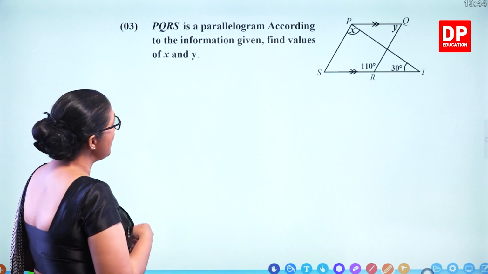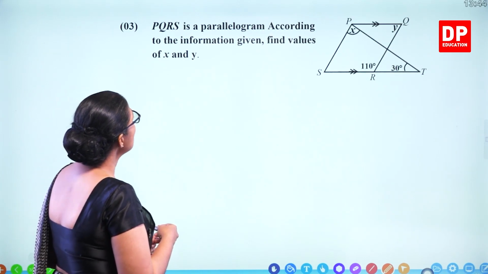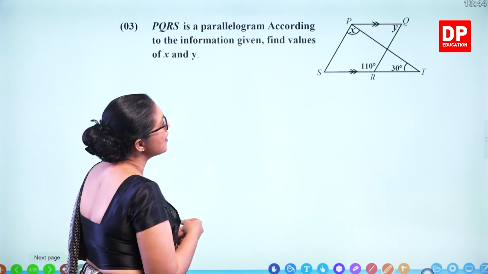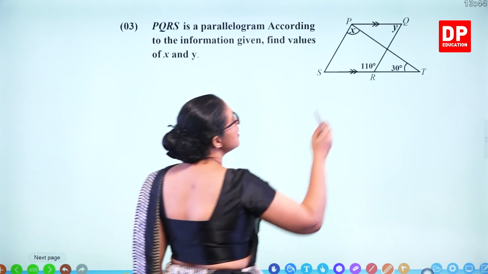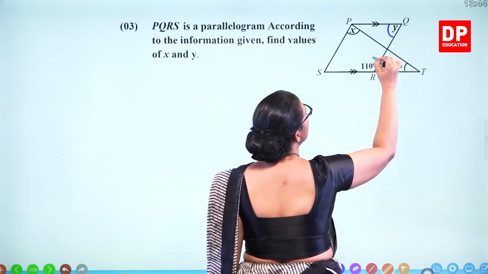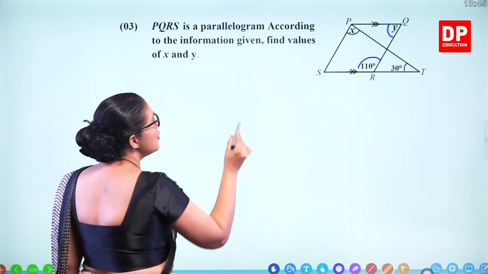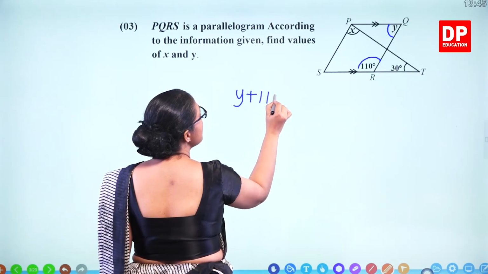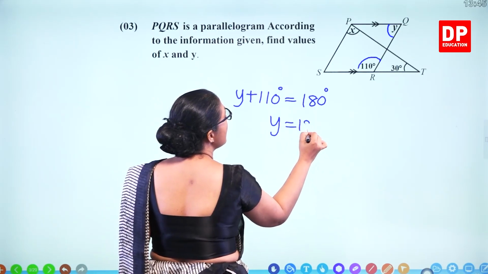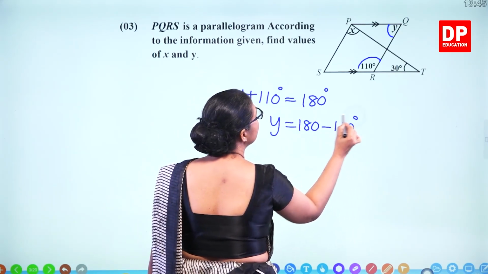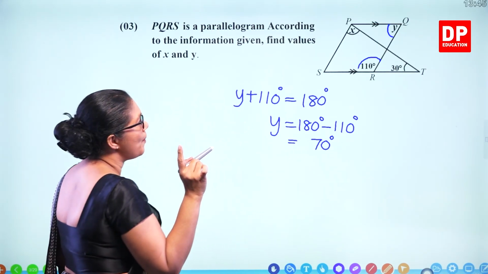Question number 3. PQRS is a parallelogram. According to the information given, find the values of X and Y. Look carefully. You can straight away find out Y. These are allied angles because PQ and SR are both parallel. So Y plus 110 is equal to 180. So Y is 180 minus 110, which gives 70 degrees.